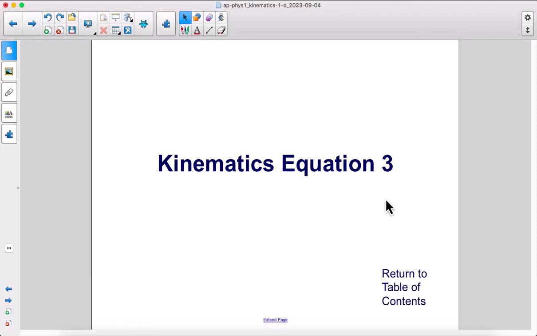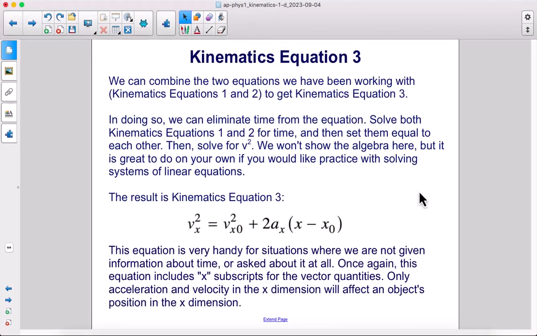Kinematics equation 3. We can combine the two equations we've been working with, kinematics equations 1 and 2, to get kinematics equation 3. In doing so, we can eliminate time from the equation. If you solve both kinematics equations 1 and 2 for time and then set them equal to each other, then you solve for v squared. That's how you get kinematics equation 3.